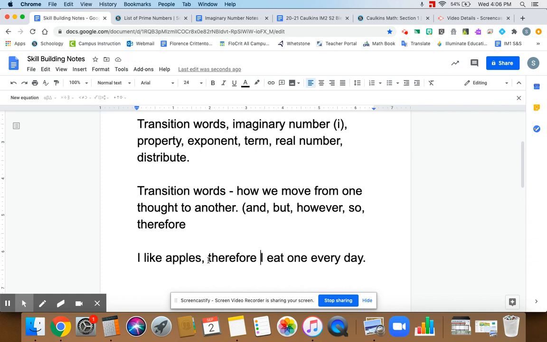So these are tons of transition words to make sentences more interesting, and we use them a lot in math. So go ahead and use transition words, along with these vocabulary words, to explain what you learned in this lesson.